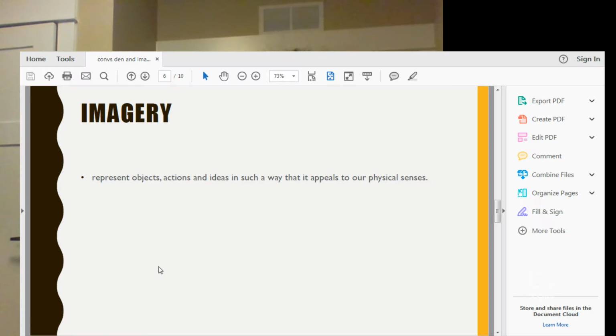So we're going to apply this imagery. I'm going to break it down with you a little bit, just because as an English teacher, this is really important to me, and I really think imagery is important and has such a huge impact in any sort of literature. So I really want to talk about it with you guys.